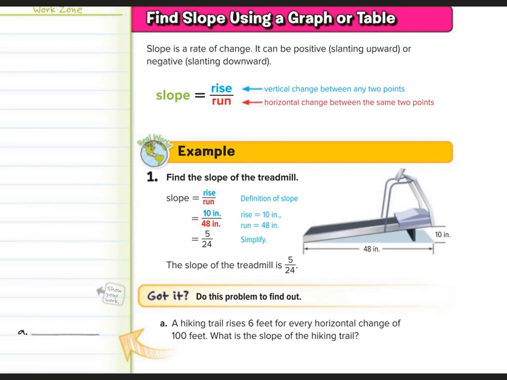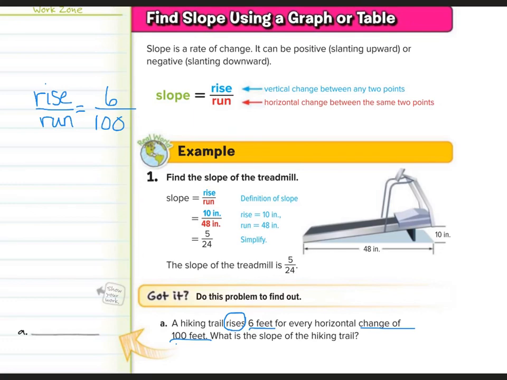Now let's try the got it problem. A hiking trail rises 6 feet for every horizontal change of 100 feet. What is the slope of the hiking trail? I'm looking for a rise over a run. So if the hiking trail rises 6 feet over my horizontal change of 100 feet, which I'll call my run, so far my rise over my run is 6 over 100.